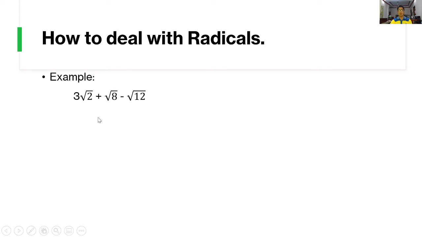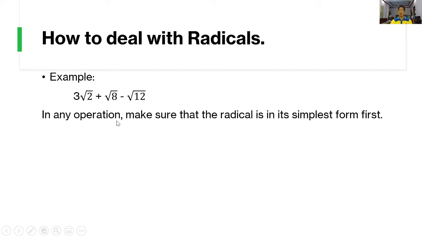Halimbawa, if the given is 3 square root of 2 plus square root of 8 minus square root of 12. Ito given. Okay, anong gagawin po natin? In any operation, make sure that the radical is in its simplest form first. Ang una mong gagawin bago mo i-treat siya as variable, i-simplify mo muna.